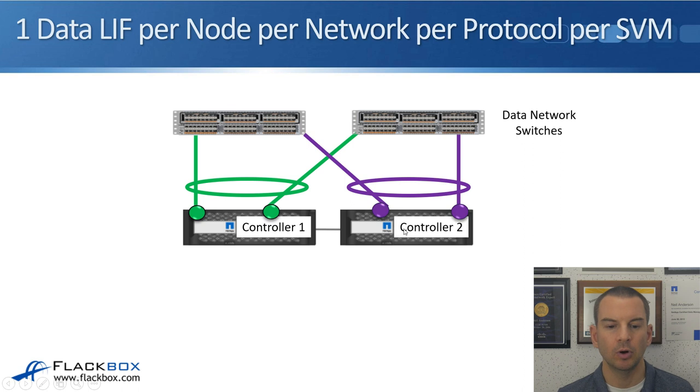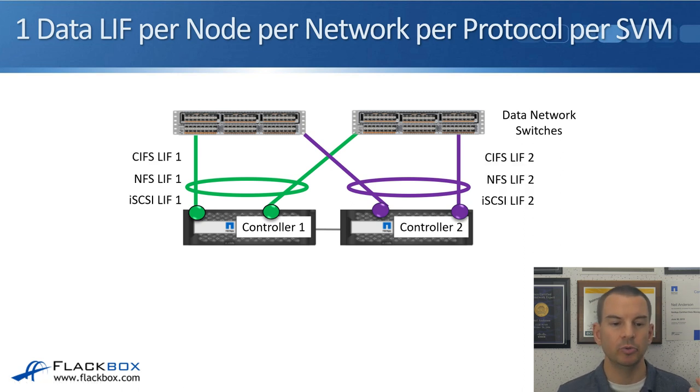Well, what has changed now is before we had the interface group, we had two separate uplinks from both controllers going to the switches. But now that we have bundled those into an interface group, from the controller's point of view, it looks like a single uplink. So on the network part, we're now using one network rather than two separate networks. So we're going to require half the amount of LIFs. So looking at the LIFs that we would create here, we would have CIFS LIF 1, NFS LIF 1, and iSCSI LIF 1 on controller 1 on its A0A interface group, and CIFS LIF 2, NFS LIF 2, and iSCSI LIF 2 on controller 2's A0A interface group.